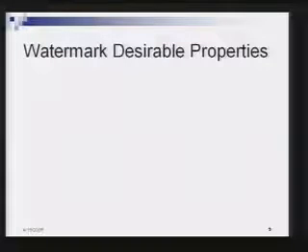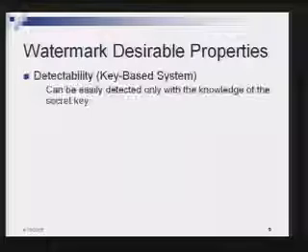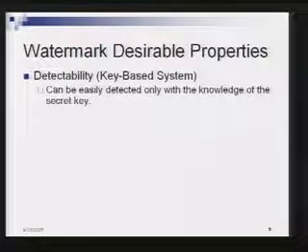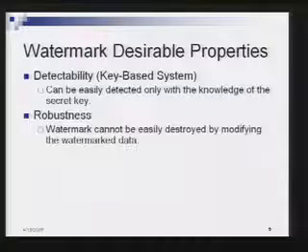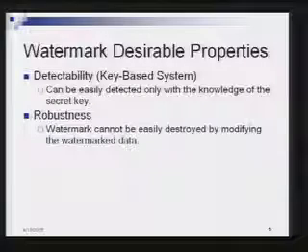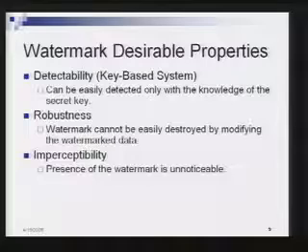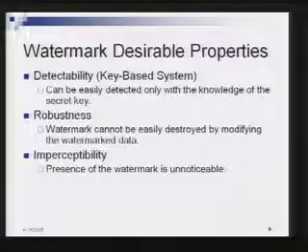What are the properties of the watermark that we would like to have in our design? Detectability, meaning that the watermark can be easily detected only with the knowledge of the secret key. Robustness: the watermark cannot be easily destroyed by modifying the watermarked data. Imperceptibility, meaning that looking at the data, you cannot find the watermark. The presence of the watermark is unnoticeable.